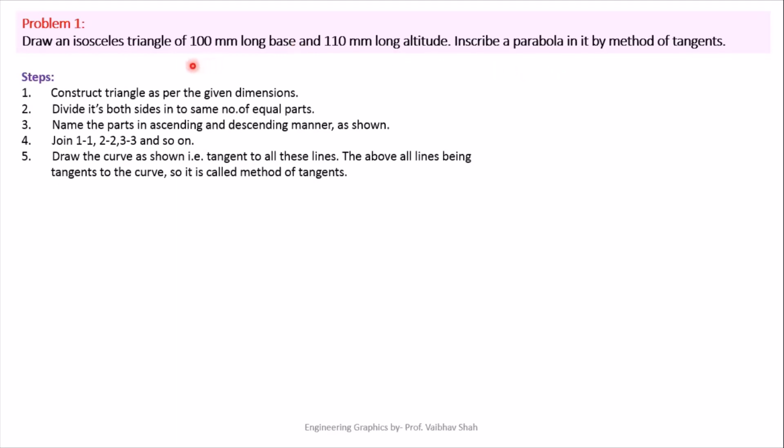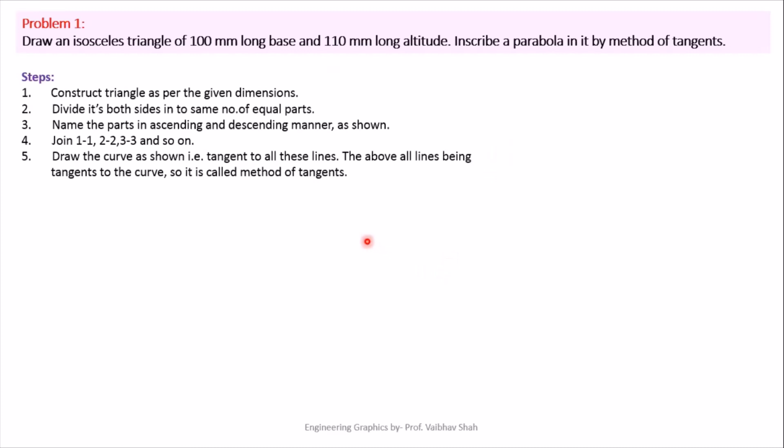So here remember that we are already given the isosceles triangle. That means your isosceles triangle has a base of 100 mm and the height of this triangle is 110 mm. Here note that this 110 mm altitude is not the height of your parabola, but it is the height of your isosceles triangle. So we first have to draw the isosceles triangle of 100 mm base and height of 110 mm.